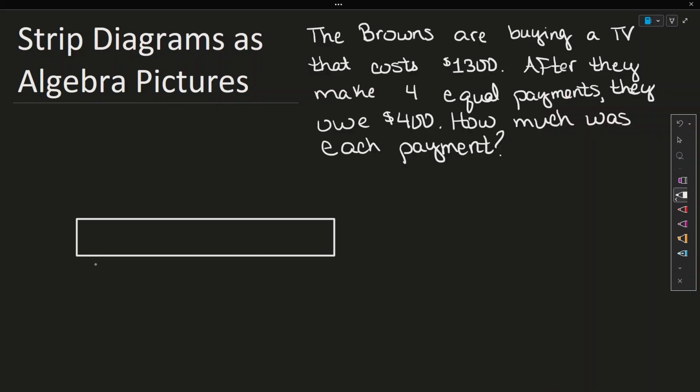We can draw a strip for the total cost of the TV. This entire strip will represent the $1,300 that the TV cost. Part of the strip that we'll put down here is going to represent the $400 that they still owe. The rest will represent our 4 equal payments. So I'll go ahead and split them into 4 groups that are roughly equal.